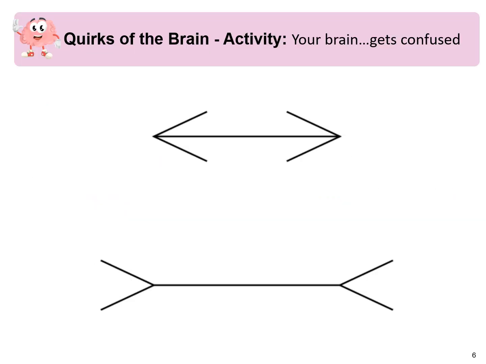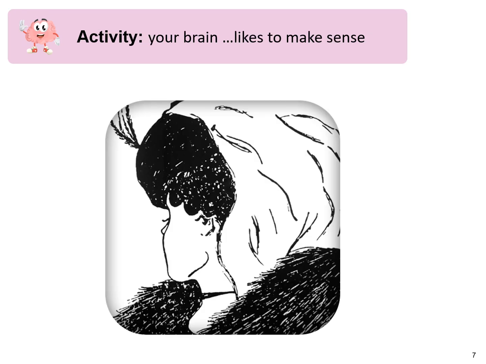We're going to start off with some quirks of the brain. Have a look at these two lines. What do you notice? The arrows confuse the brain to believe that the bottom line is longer, but they're actually the same length. What do you see in this picture? Some people describe seeing an old lady with her chin in her fur collar, wearing a bonnet. And other people describe seeing a young woman looking away.